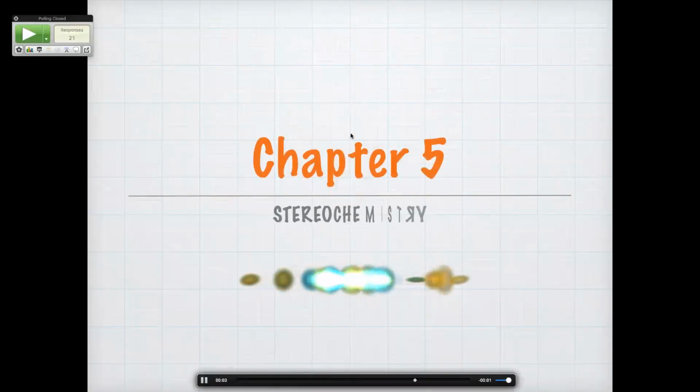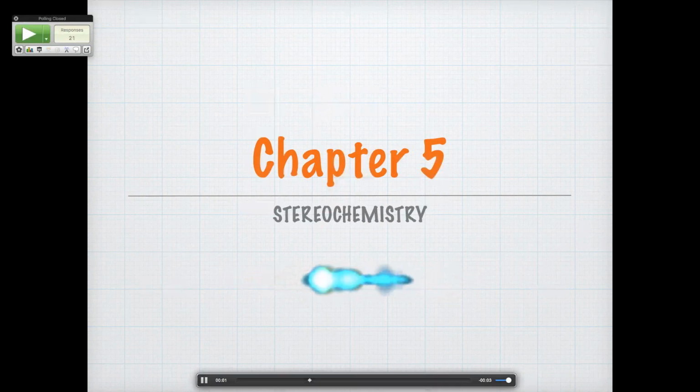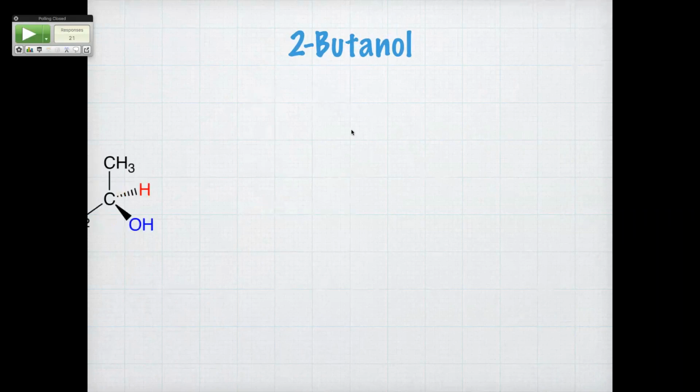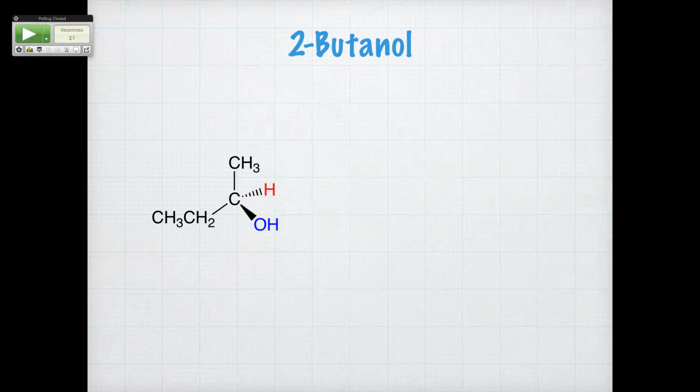Okay, so chapter 5 is stereochemistry, and we started talking about that last time. Okay, so here is 2-butanol. Remember that when you want to draw something in 3D, I didn't say this earlier, that you need to have lines. The lines mean that you are in the plane of the board or the paper. The slash means you're going back, and the solid wedge means you're coming out, forward, okay?